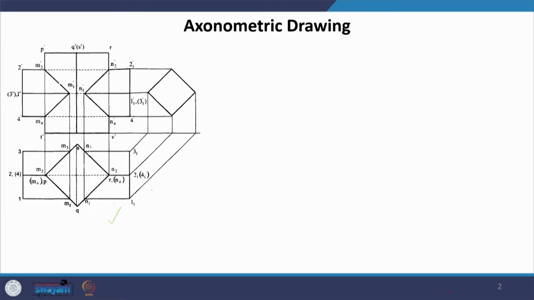Let us start by taking a few more examples, and as I said, I have tried to keep the same examples as we used for isometric, so that we can very clearly see the difference between isometric and axonometric. This is the plan, this is the elevation which is given, and this is the side view. I am going to start by drawing the plan. That is the simple thing which we are going to do.